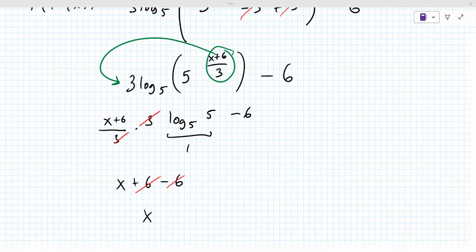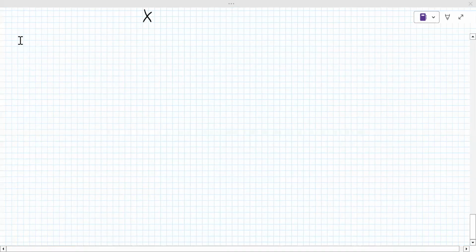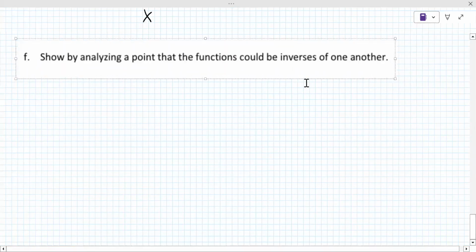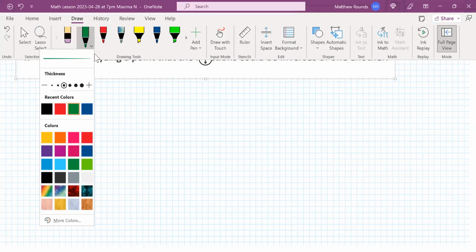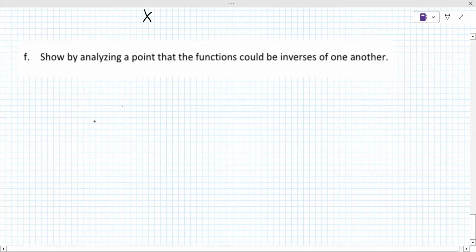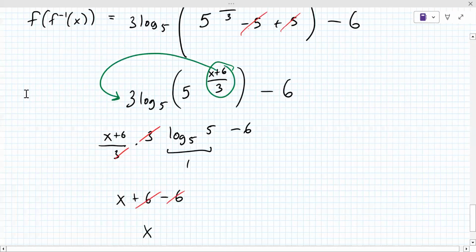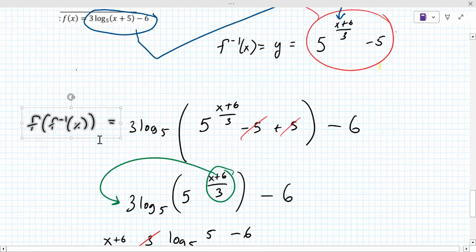Okay. All right. Last part here, f. It says show. You already did this. I don't know why I have to show this. All right. So show by analyzing a point that the functions could be inverses of one another. So what that means is, just like you did in the previous problem here, where you found f of f inverse of x.